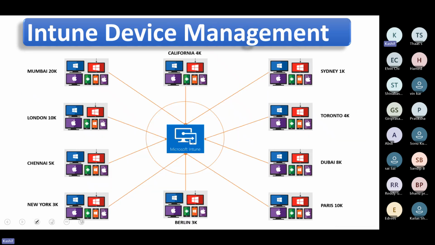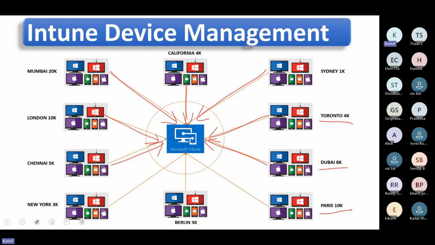Now, suppose you have an organization wherein you have multiple locations, branch offices and a headquarter. So in each region you have a number of devices. For example, Toronto 4,000 devices, Dubai 8,000 devices, Paris 10,000 devices. So all the devices you need to enroll into Intune from each region. Once the devices are enrolled into Intune, you can control these devices. So suppose if you are in Mumbai and you would like to deploy a Google Chrome application on 10,000 London devices, you can do it from Mumbai itself, right? On all the 10,000 devices, you can deploy the application.